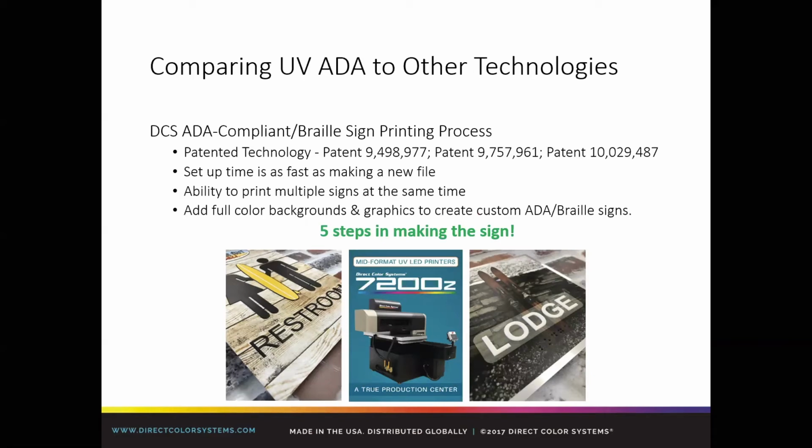It's design it in the software. The translation's already done for you. Load your material, set your head height, hit print home, and out comes your sign. Very simple, efficient, right? There are some art file manipulations that may need to occur if you're importing a background like that wood grain one that you see, or in the case of that Lodge sample, the photograph. But those are easy steps.